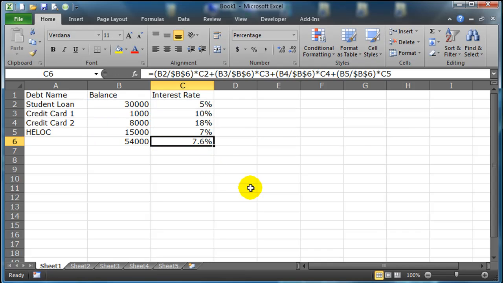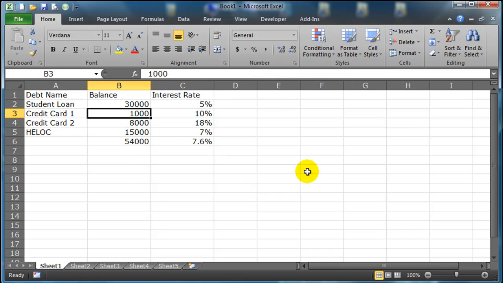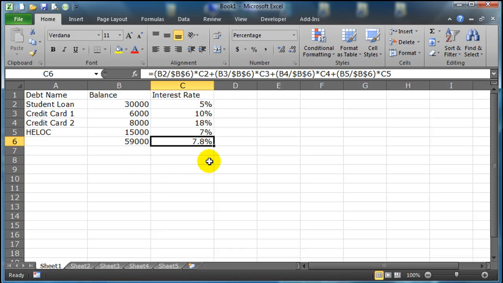That came in handy. And let me change some of my numbers here so they look a little bit different. I'll put $6,000 of debt on credit card 1. I'll keep the others there at 8%. So I've got 30,000 student loans, 6 on credit card 1, 6 on credit card 2, 15,000 for a home equity line of credit. So a total of $59,000 of debt with a weighted average interest rate of 7.8%.